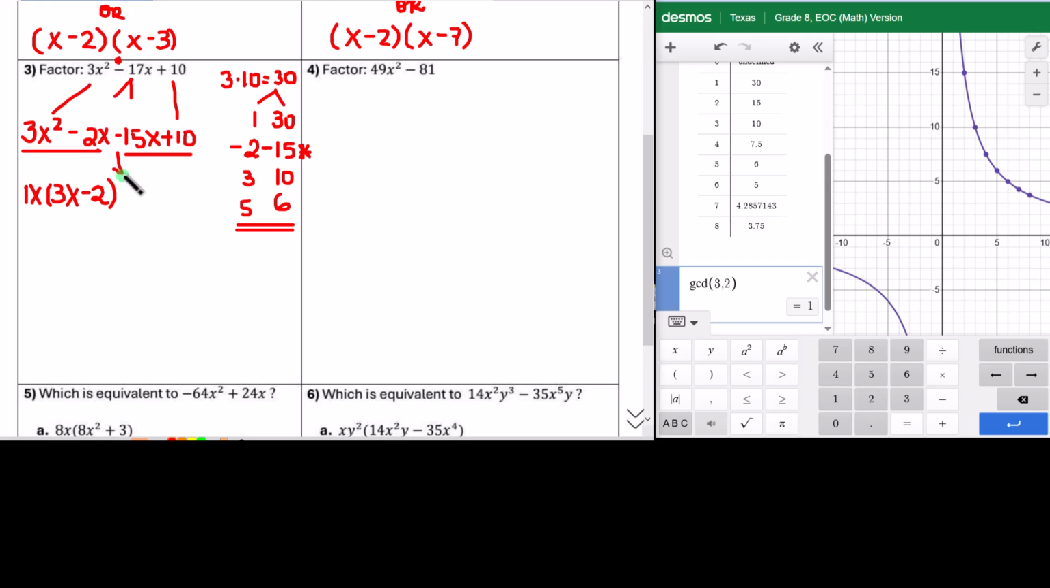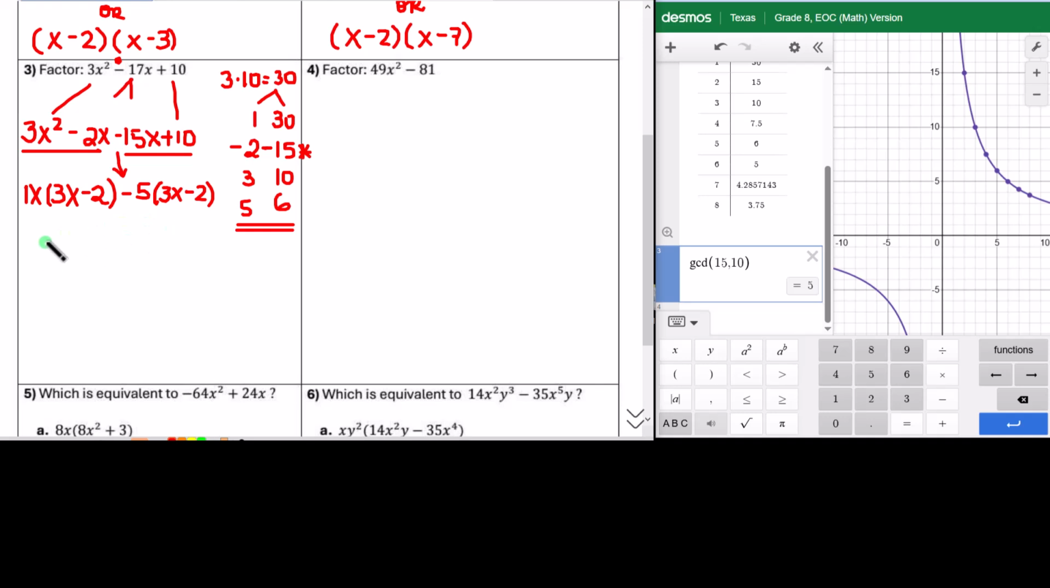I'm going to bring down the negative. And what is the GCD between 15 and 10? So let's come over here and change to 15, comma 10. Calculator tells me that the GCD is 5. Can I factor an x? No, I can't. So negative 15 divided by negative 5 is 3x. 10 divided by negative 5 is negative 2.